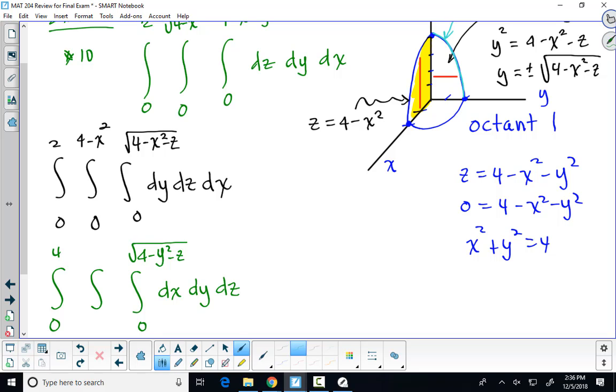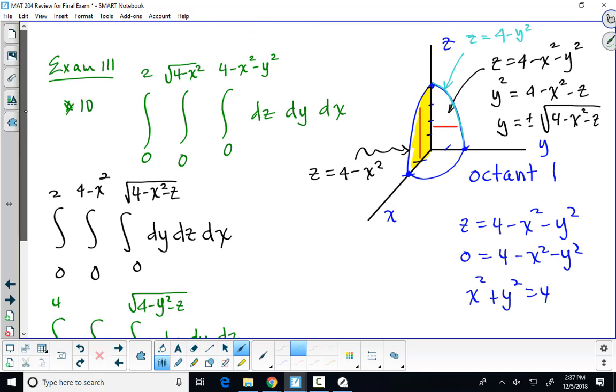Why is it horizontal? It's horizontal because I have z last. So that means that z has to come from the constant interval, so then it's perpendicular to the constant interval. Then the y's are going to come from 0 to the light blue parabola. So the light blue parabola is this equation. We have to solve that for y.